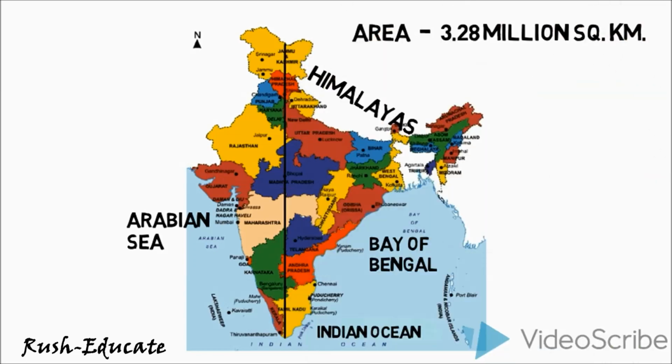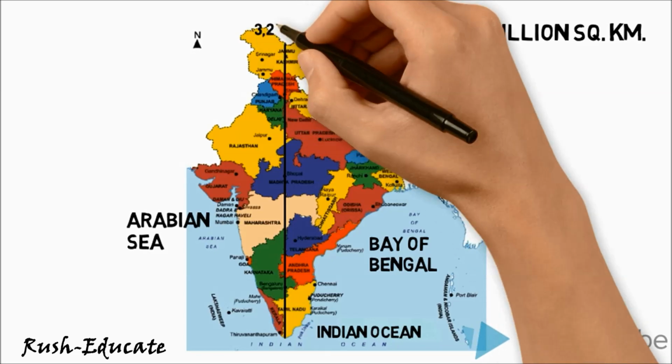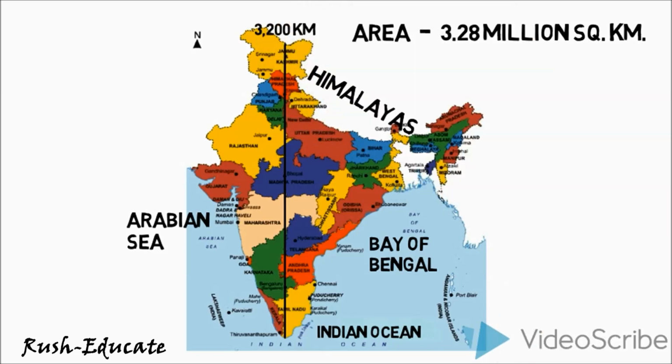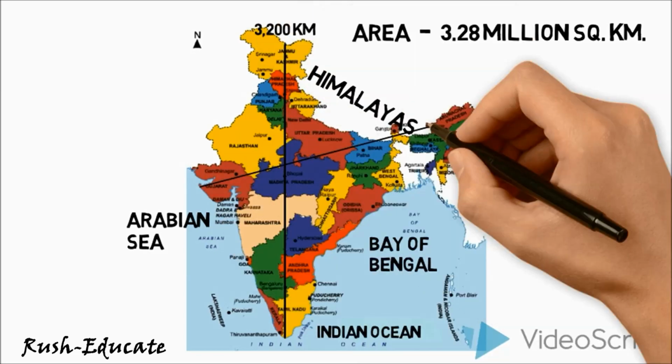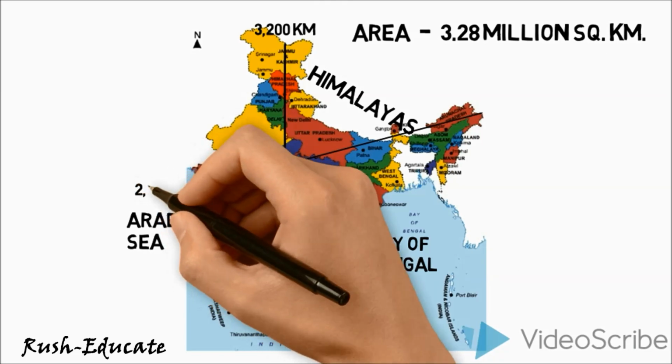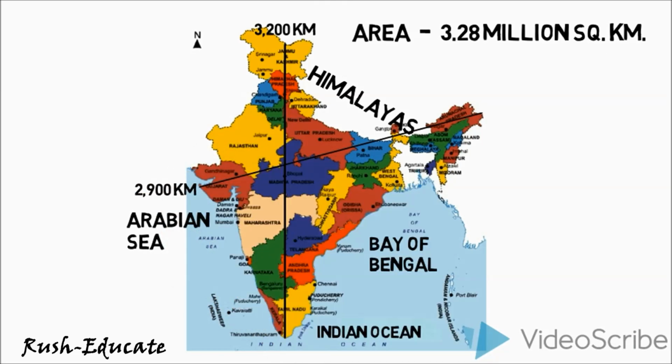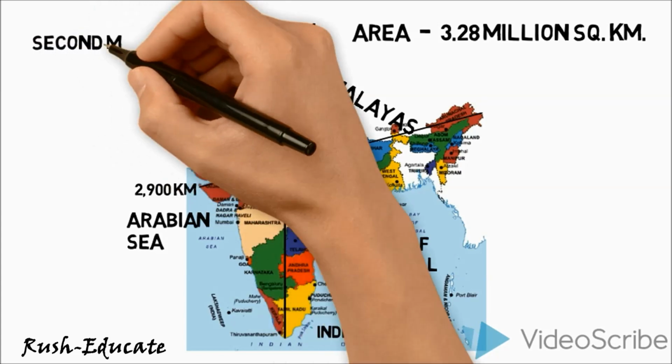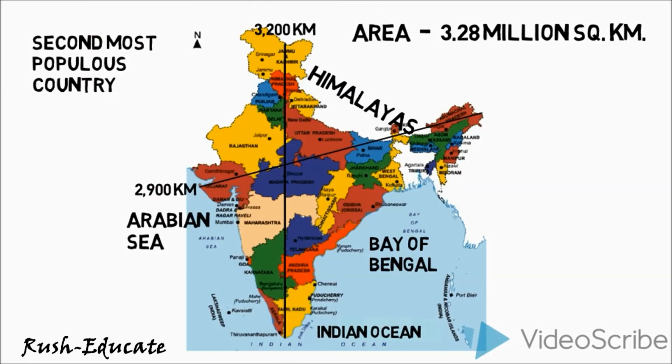The north to south extent from Kashmir to Kanyakumari is about 3,200 kilometers. And the east to west extent from Arunachal Pradesh to Kutch is about 2,900 kilometers. India has a population of more than 120 crores since the year 2011. It is the second most populous country of the world after China.